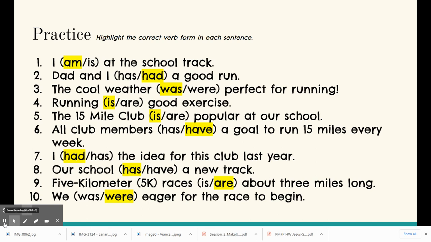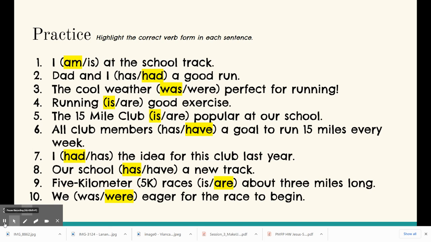Number 6, all club members. Ooh, that's a they. We have multiple members. It's a they. All club members have a goal to run 15 miles every week. Number 7, I had the idea for this club last year. Past tense. I had. Number 8, our school has. Our school is an it. Our school has a new track.